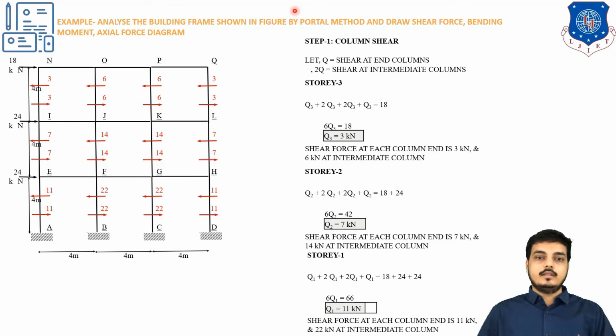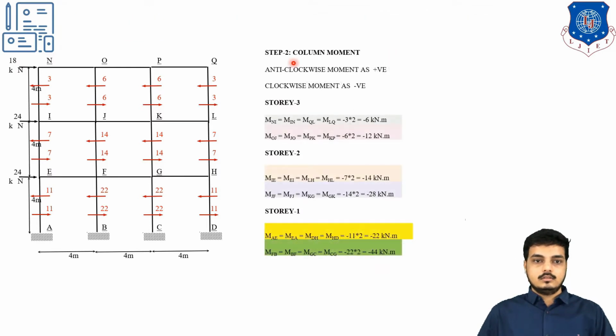Now the next step is, with the help of column shear, we will find the column moments. So this is my step number 2, column moment. Here I have assumed anti-clockwise as positive and clockwise moment as negative. Now for each column we will find the moment. Here I have considered this column as Ni. So over here, if I am standing over here, the moment will be Mni. If I stand over here, the moment will be Min.